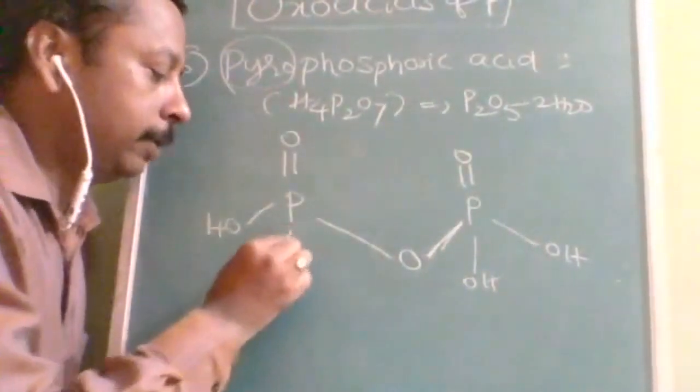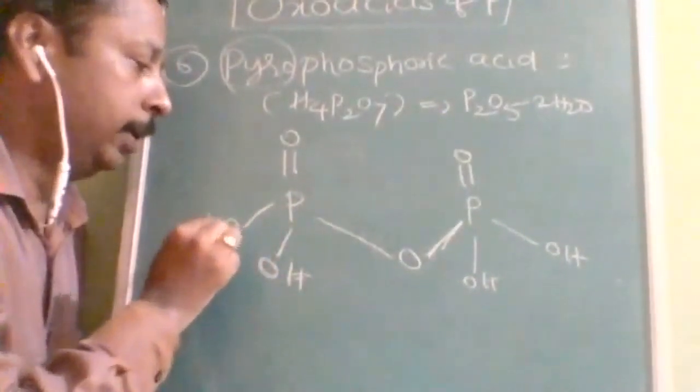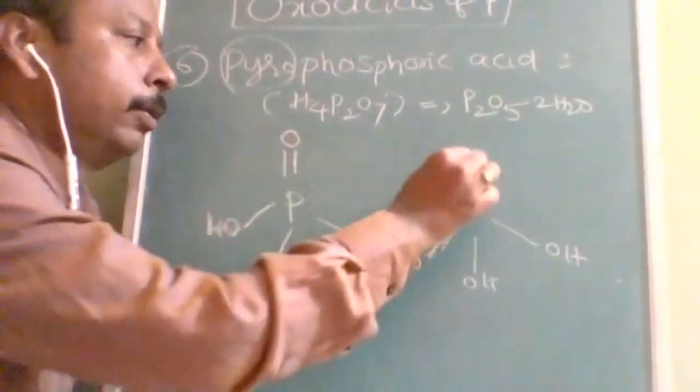All this, pyro, hypo, how it is formed and what its meaning is, I explained everything in the 16th group, the oxo acids of sulfur, also.